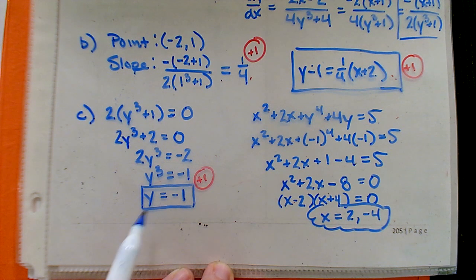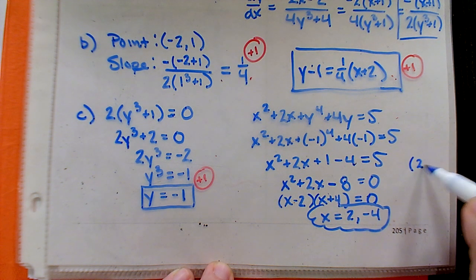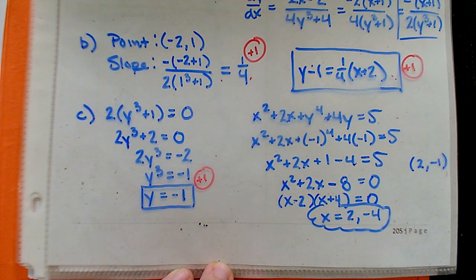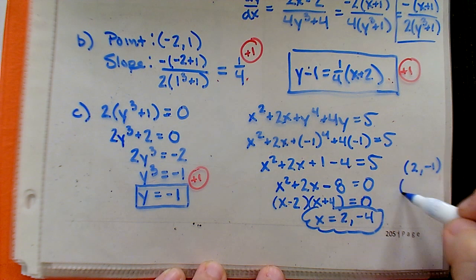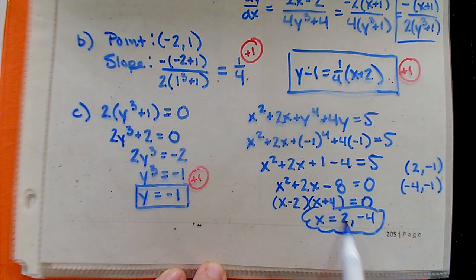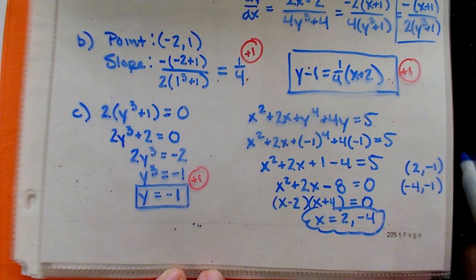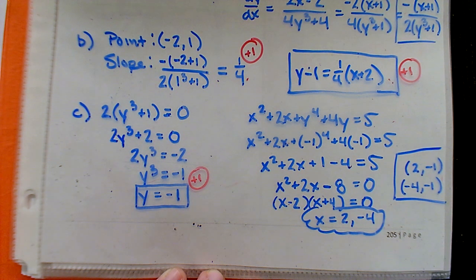So now that we have the y value and some x values, let's write those 2 points. One point would be 2, -1, and the other point would be -4, -1. You have 2 different x values but the same y value. If you could get both of those ordered pairs, you would get a point.